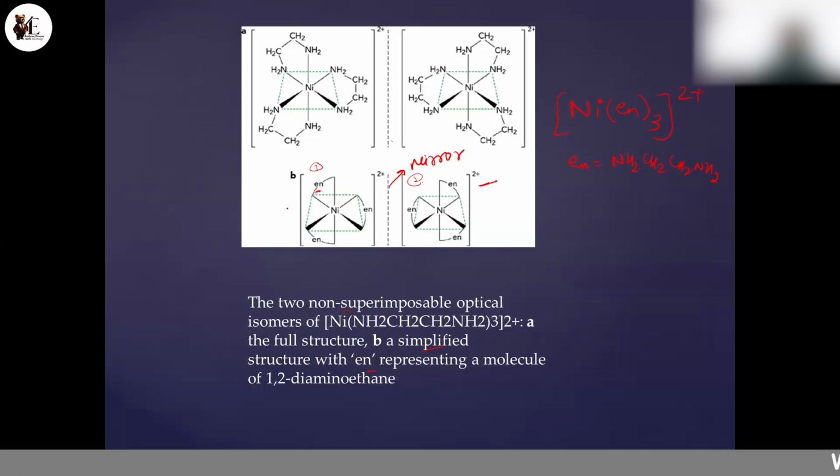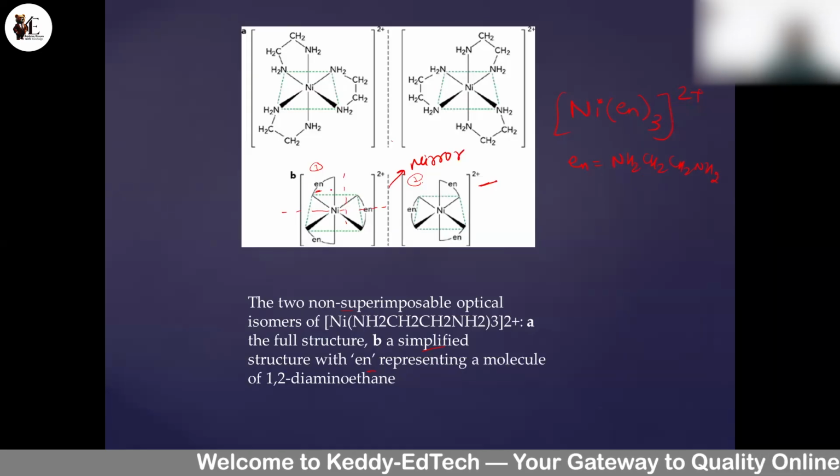So you cannot, if you pass a plane like this, then also it is not dividing it into two equal parts. If you cut it like this, then also this is forming a ring. So you cannot pass a plane here. And center of symmetry is also not present.